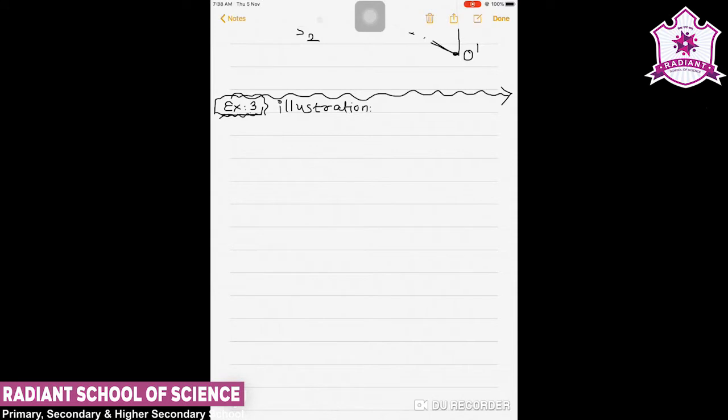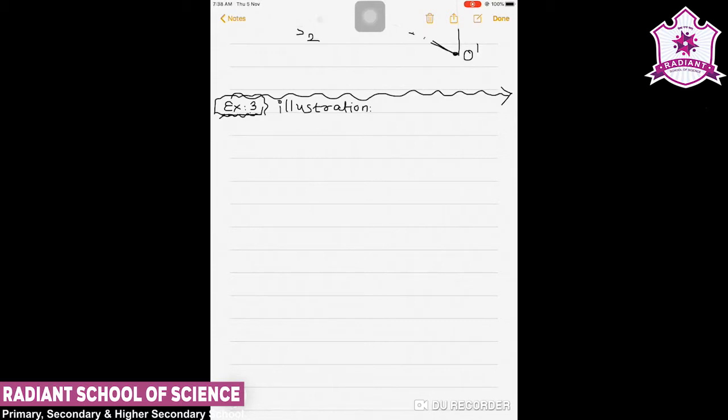In that textbook, on page number 366, it is given that two slits are made 1 millimeter apart and the screen is placed 1 meter away. What is the fringe separation when blue-green light of wavelength 500 nanometer is used?